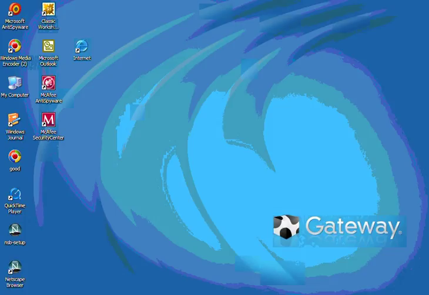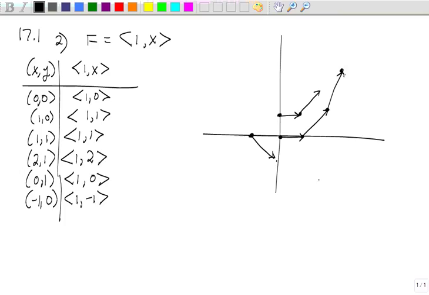Let's return to our notes. So if you look, it kind of looks like that parabola, those vectors, if we plot some points. Okay, let's look at number 20.